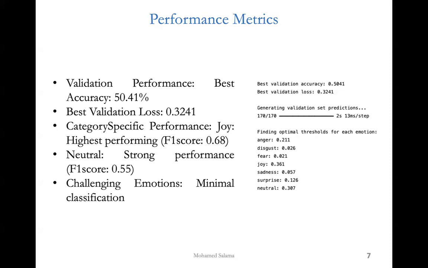Category specific performance showed compelling insights. Joy stood out with an impressive F1 score of 0.68, while the neutral category achieved a robust 0.55. However, the model struggled with subtle and complex emotions, highlighting the inherent challenges of computational emotional expression. These results underscore both the potential and limitations of current machine learning approaches to emotion recognition, emphasizing the need for continued research and innovation in this field.